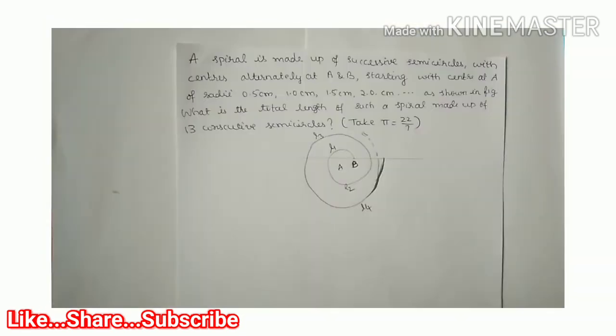Let us move to the next example. A spiral is made up of successive semicircles with centers alternately at A and B, starting with center A of radii 0.5 cm, 1.0 cm, 1.5 cm, 2.0 cm as shown. What is the total length of such a spiral made up of 13 consecutive semicircles?